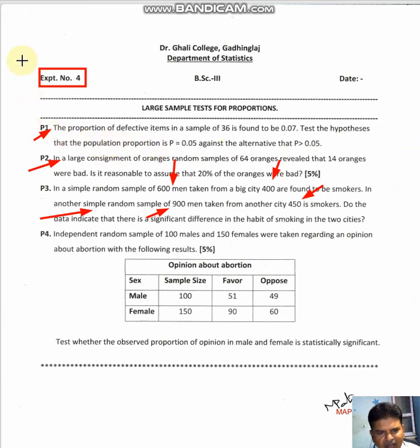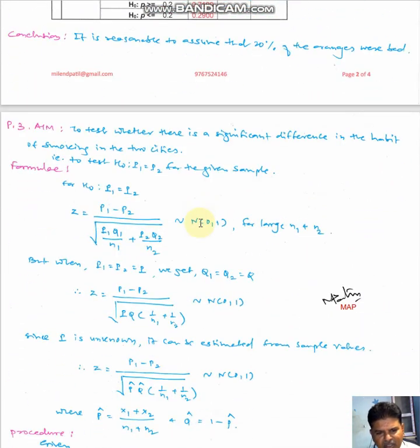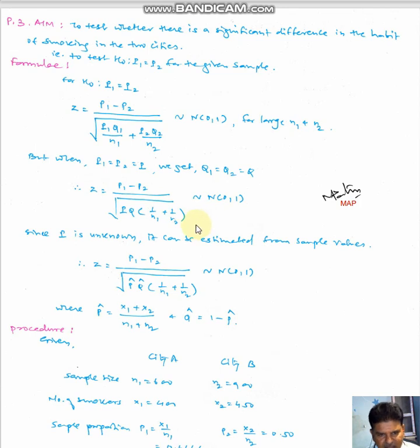Whenever we are interested in knowing whether the data or the sample supports that the habit of smoking in the two cities is different or not, to test this, what do we need? We need the procedure for two samples. So what is my aim in this case? The aim is to test whether there is a significant difference in the habit of smoking in the two cities.